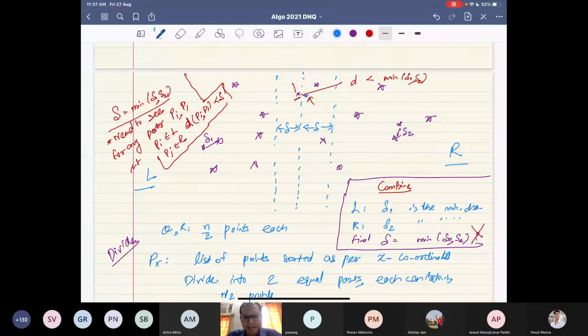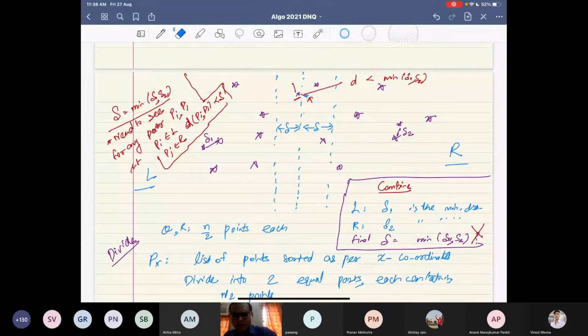Why not delta by 2 and delta by 2? Because you see, think of a point that is at 2 delta by 3 here and one point that is delta by 6 here. This is eligible. That is why I want to make it perfect. I am not missing any point. That is important. So if I do a delta by 2, this may miss points. So now I'm sure it will not miss a point.